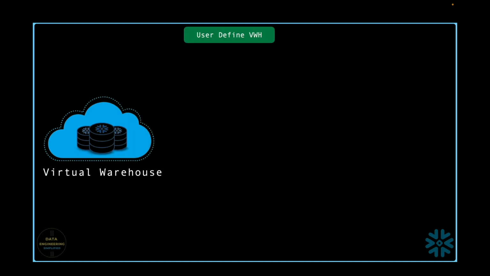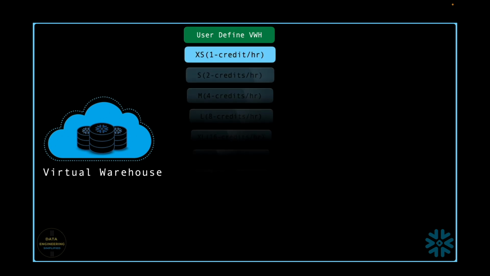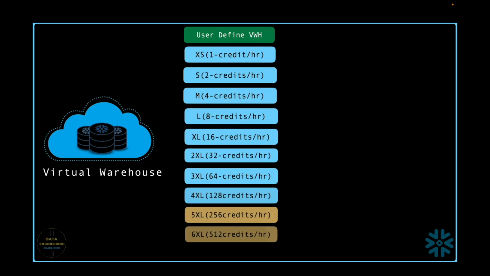The smallest virtual warehouse in Snowflake is referred to as extra small. Why? The largest one is 6X large. Snowflake uses a t-shirt size style for naming its warehouses. 5X and 6X large warehouses are not available in all the clouds and all the regions. That's why 5X large and 6X large are shown in a different color.